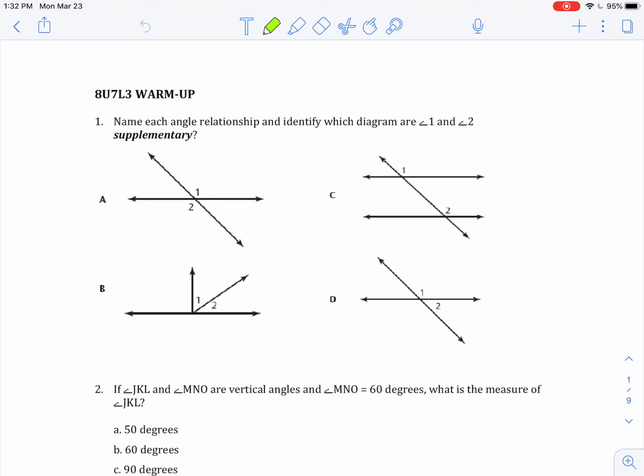All right, 8th grade, Unit 7, Lesson 3. The warm-up is really 2 pages. So we're going to start 1 page at a time. Go ahead and do the first page.